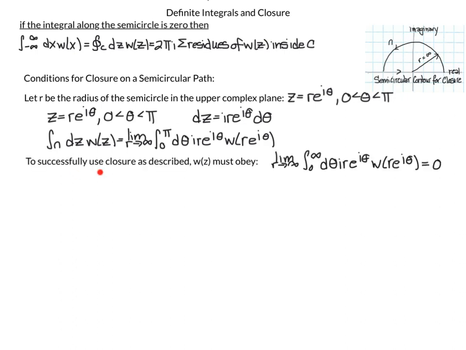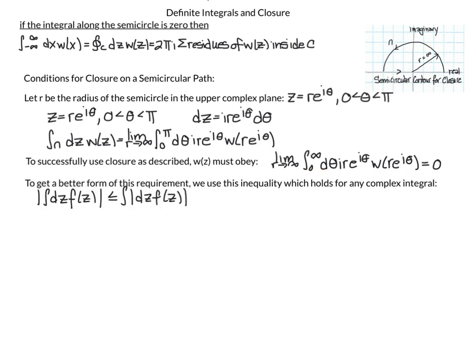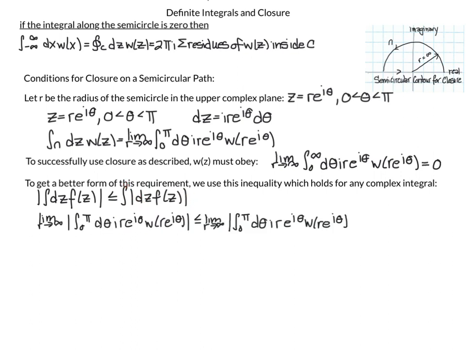To successfully use closure as described, w(z) must obey this property here, that the limit as R approaches infinity of this integral should be equal to 0. To get a nicer form of this requirement, we're going to use this inequality here, which holds for any complex integral, that the absolute value of the integral of f(z) is less than or equal to the integral of the absolute value of f(z).